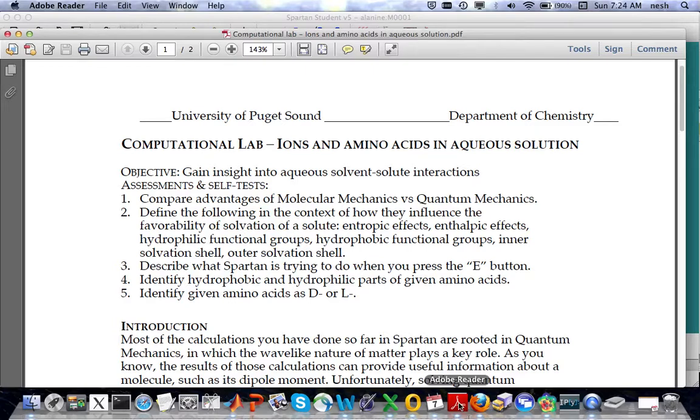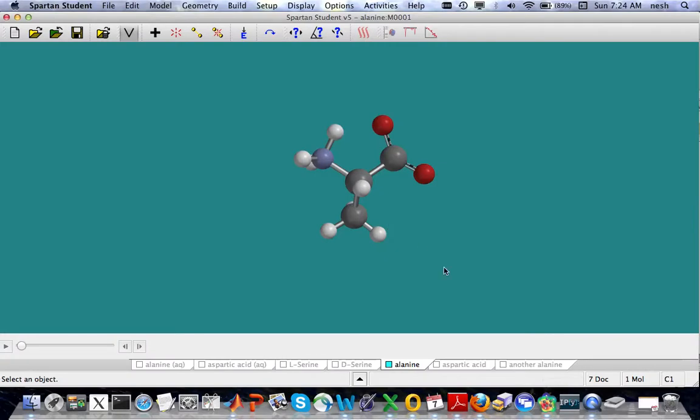So I just want to take you through these last two items, which have to do with identifying hydrophobic and hydrophilic parts of given amino acids, and identifying given amino acids as D or L. So let's go straight to Spartan here.